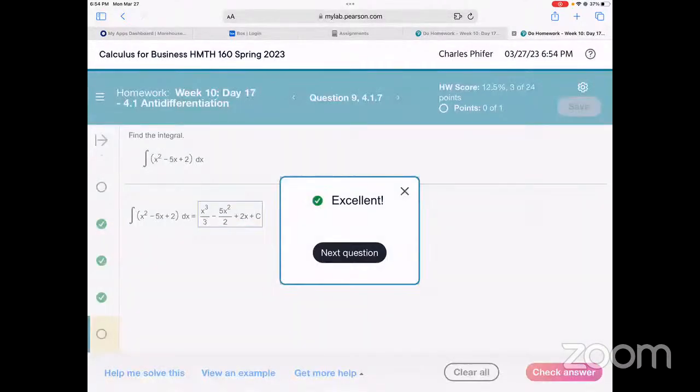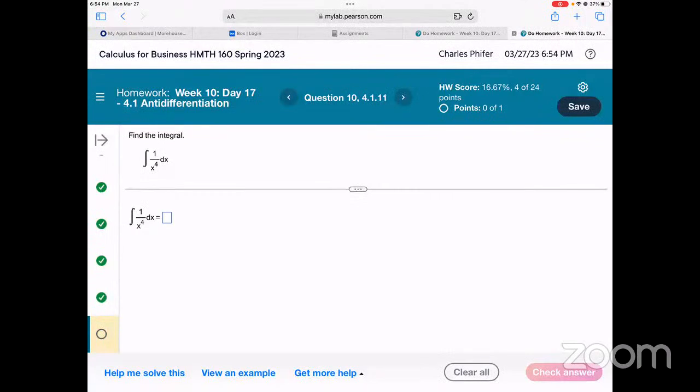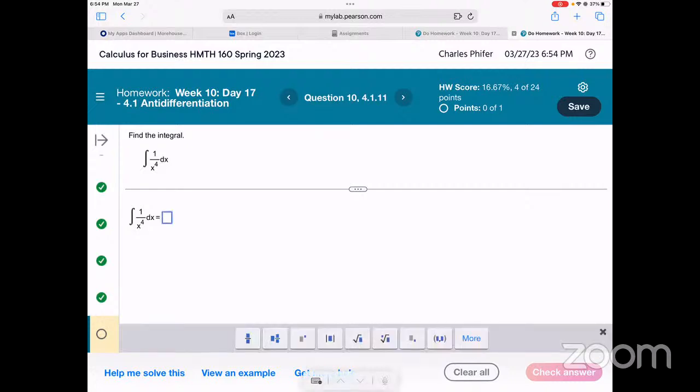Okay, so this one I would rewrite as a negative exponent first, right? So this is really the integral of x to the negative 4. Then when you add 1, it becomes x to the negative 3, right? So x to the negative 3 over negative 3 ultimately is going to become negative 1 over 3 times x to the power of 3, right? Because it's x to the negative 3 over negative 3 plus a constant.